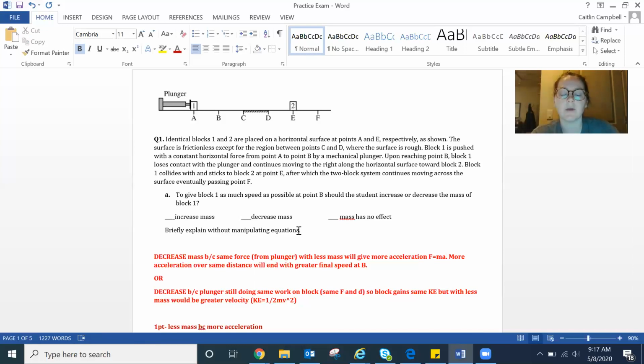What would not be okay if it said that was if I completely derive an equation for what the final velocity is. That's a different thing. So now I'm going to say this means more acceleration, and more acceleration for the same distance should have a greater final speed, which is what I want, right? As much speed as possible at B. So I want to decrease the mass because that will give me more acceleration.